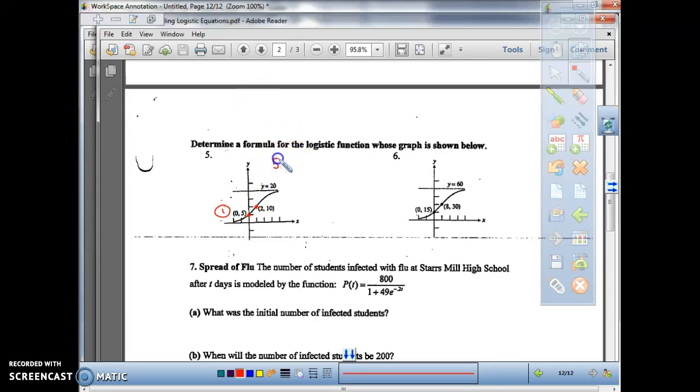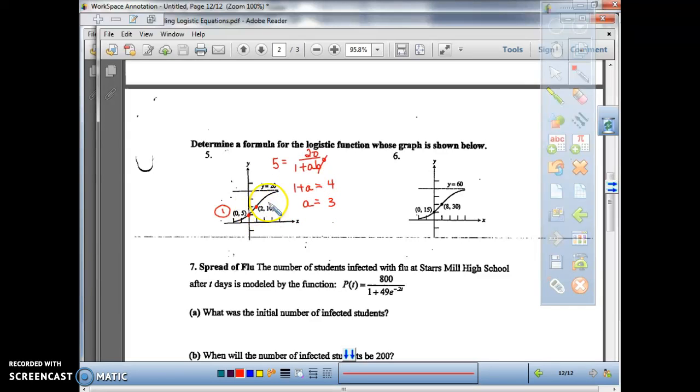So I have 5 is equal to my limit of 20 over 1 plus a times b to the 0, which of course is just 1. And remember, I'm just going to exchange these two, and I end up with 1 plus a is equal to 20 over 5, which is 4. A is 3 again, just by chance. Now I have enough where I can go ahead and find b.